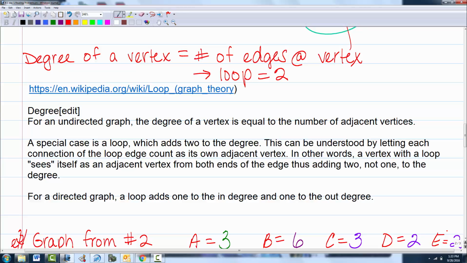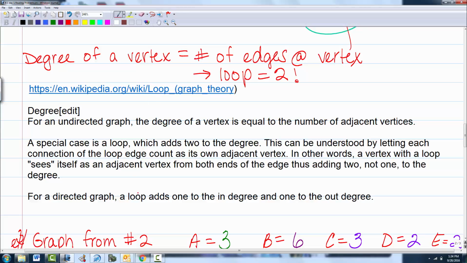Now, this is what blew my mind, and your book just stated this and didn't explain it. Whenever you have a loop on a singular point, that actually equals degree 2. What? So the next thing I did is I went to Wikipedia and looked up graph theory, and then in graph theory I looked up loop.